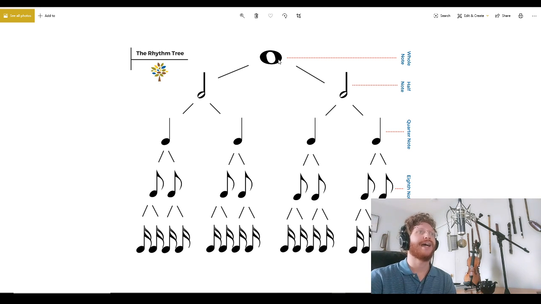You have your whole note at the top. You cut that in half to your half note. Cut your half note in half to your quarter note. Cut your quarter note in half to your eighth notes. Divide in half to 16th notes. And yes, if you really wanted to, you can go to 32nd notes, 64th, 128th, and so on.